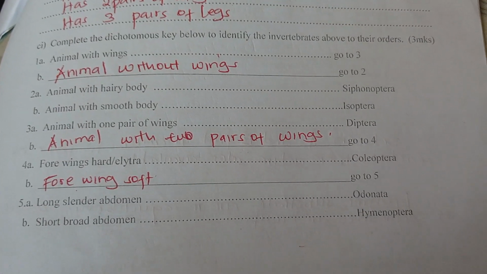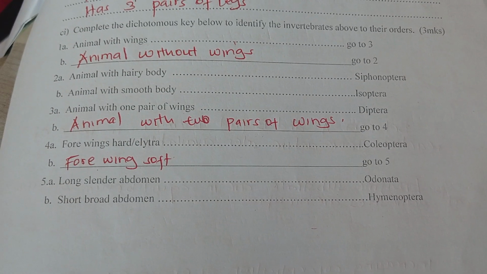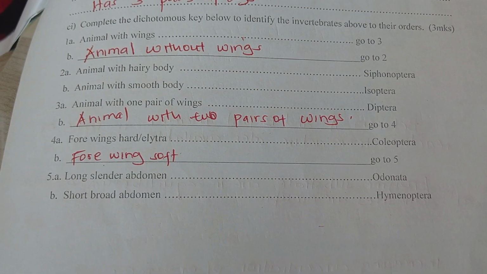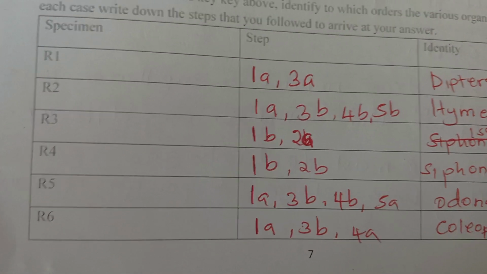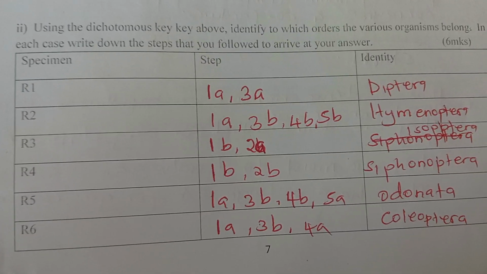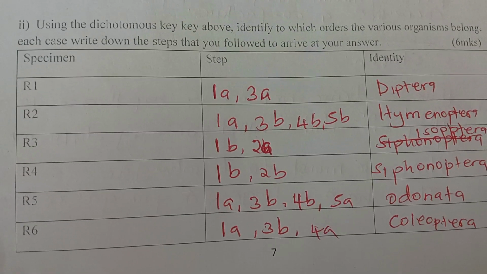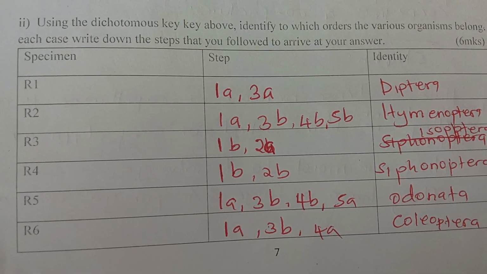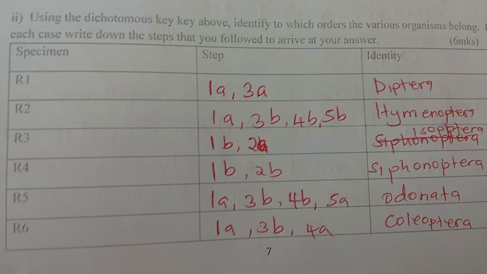Then for R3, it's 1B and 2A, so you go back to animal without wings, go to 2, 2A, animal with hairy body, that is Siphonoptera. So the next questions, you just follow the same thing. R4, it's 1B and 2B, R5, 1A, 3B and 4B, and then 5A, and then lastly 1A, 3B and 4A.